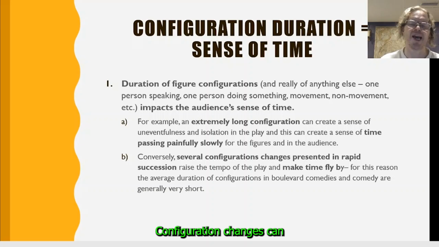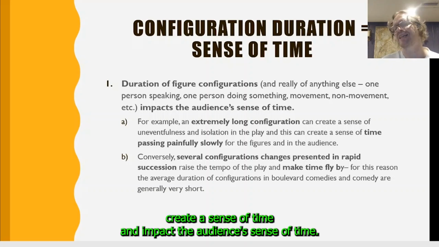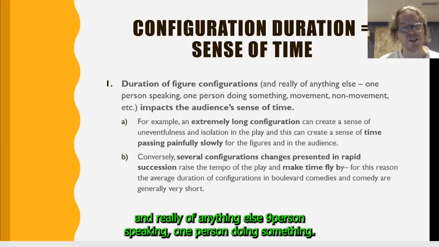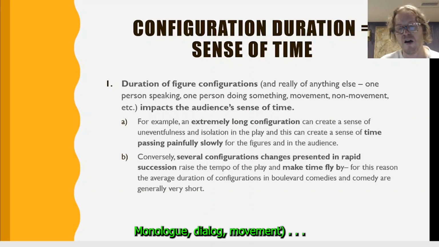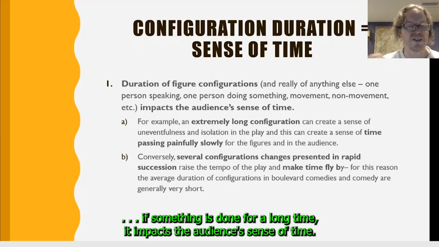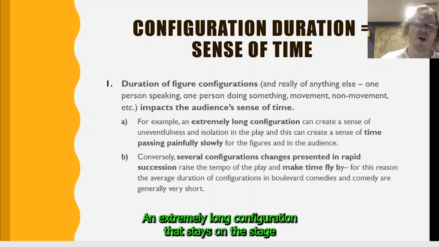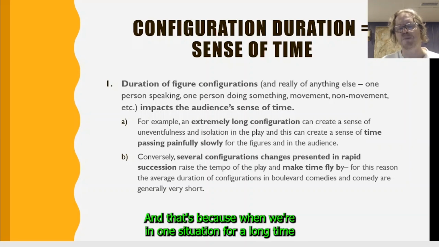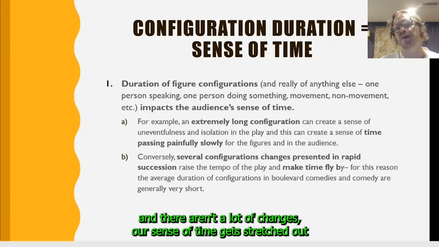Configuration changes can create a sense of time and impact the audience's sense of time. So the duration of a figure configuration, and really of anything else, a person speaking, one person doing something, monologue, dialogue, movement, if something is done for a long time, it impacts the audience's sense of time. An extremely long configuration that stays on stage for a long time can create the sense that time is moving really slowly. And that's because when we're in one situation for a long time and there aren't a lot of changes, our sense of time gets stretched out.